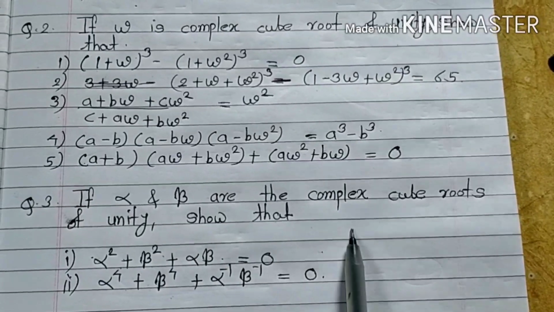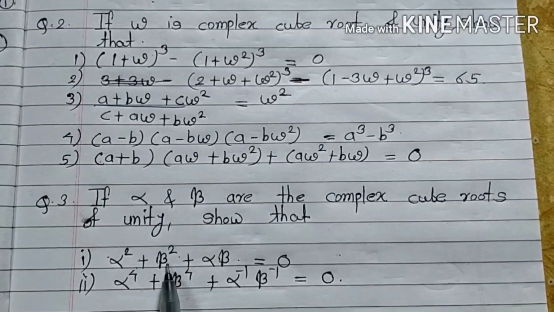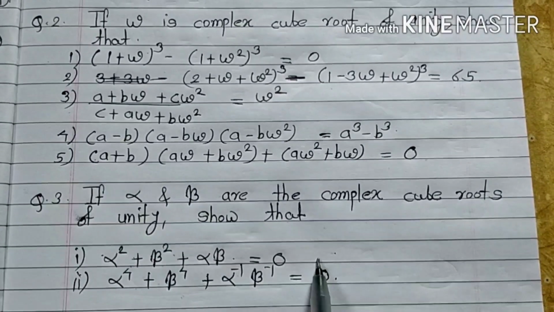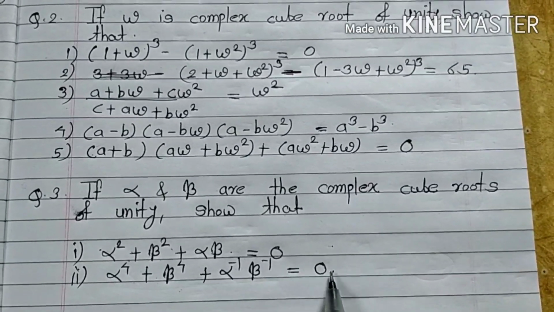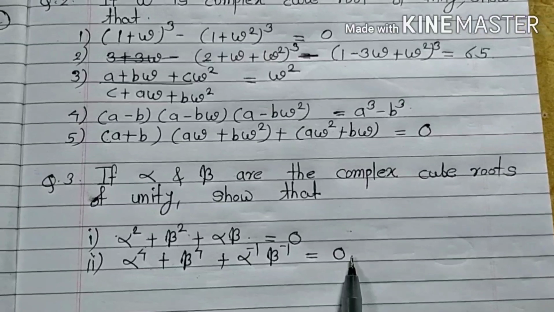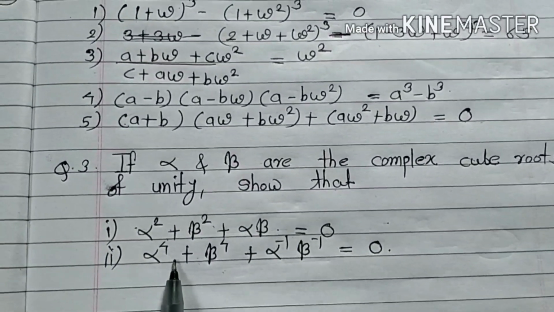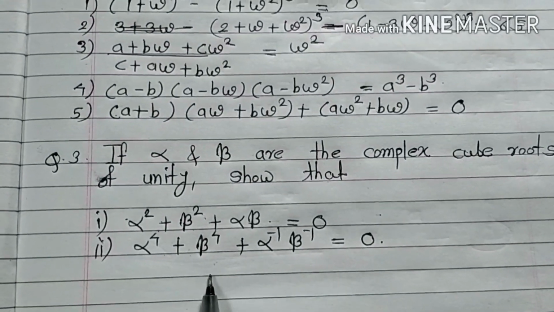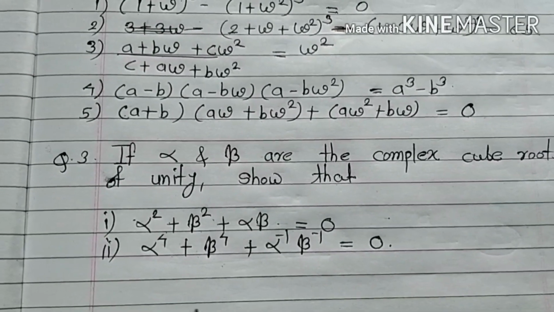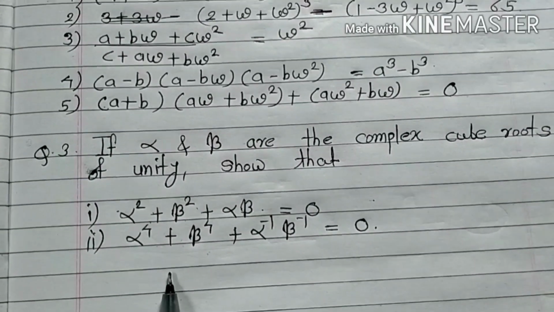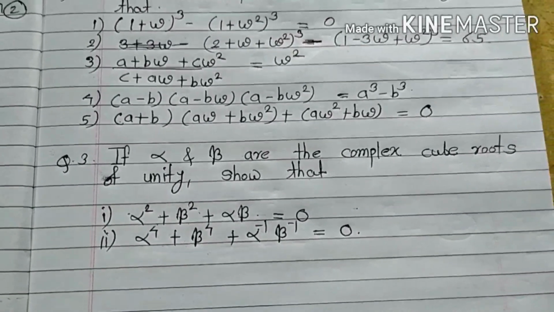If alpha and beta are the complex cube roots of unity, then you have to show that alpha square plus beta square plus alpha beta equals 0 and alpha raised to 4 plus beta raised to 4 plus alpha inverse beta inverse equals 0. So here given that alpha and beta are complex cube roots of unity, you can take alpha equal to -1 plus i root 3 upon 2 and beta equal to -1 minus i root 3 upon 2. Then taking addition and multiplication of these complex cube roots of unity, it is very easy to solve.